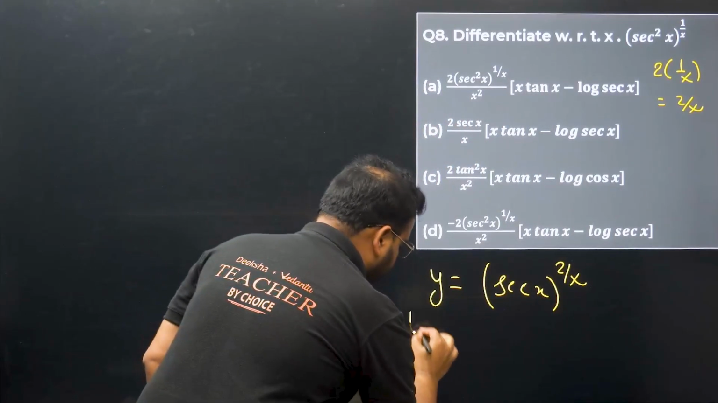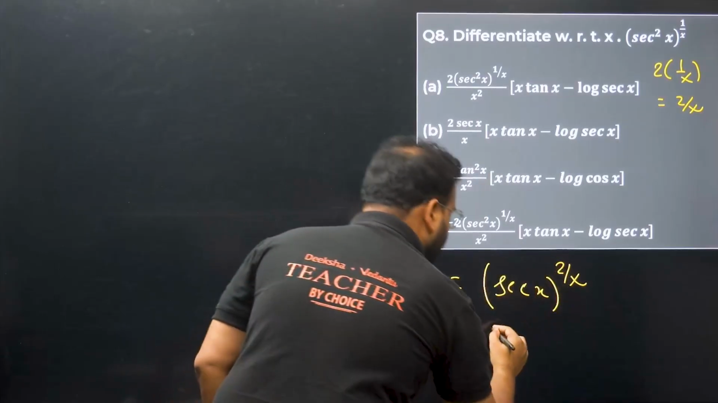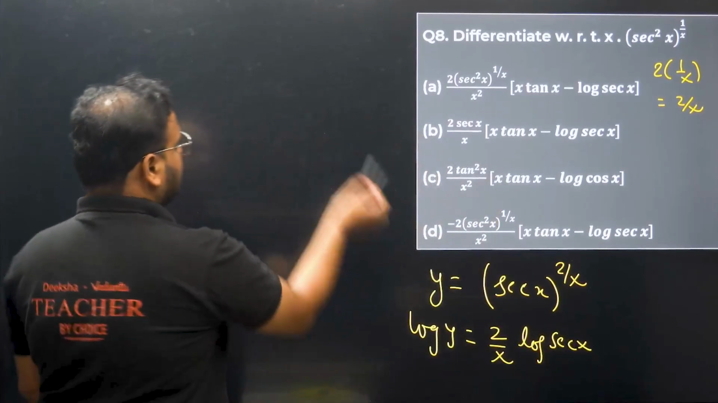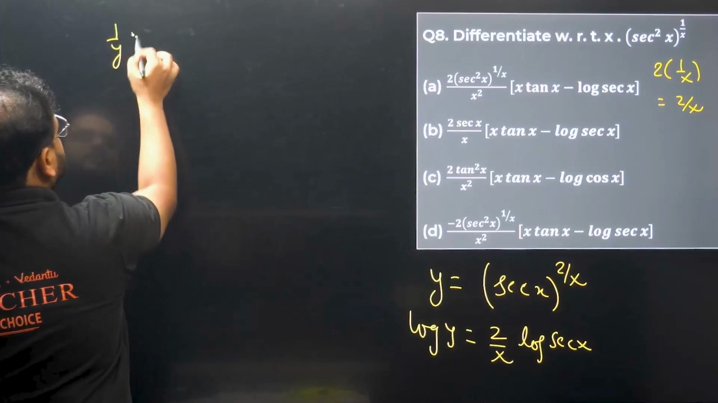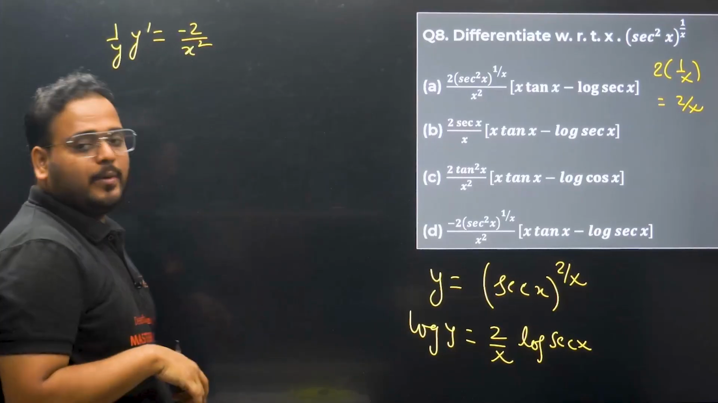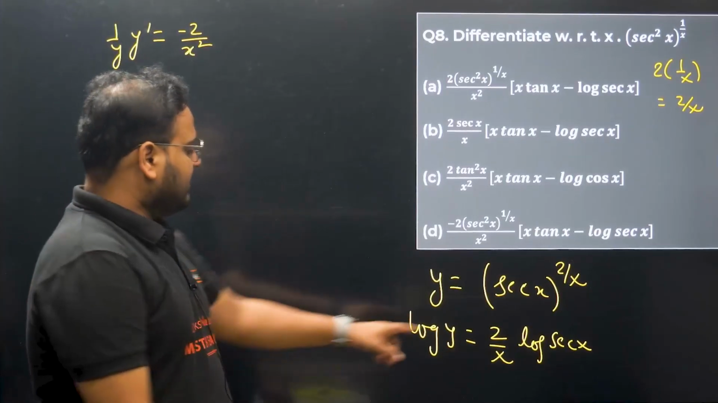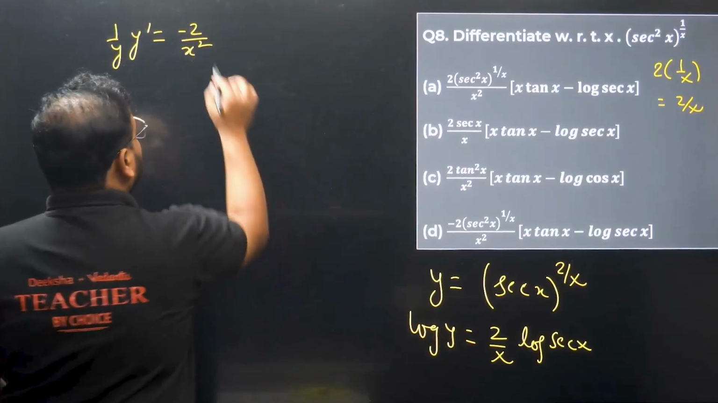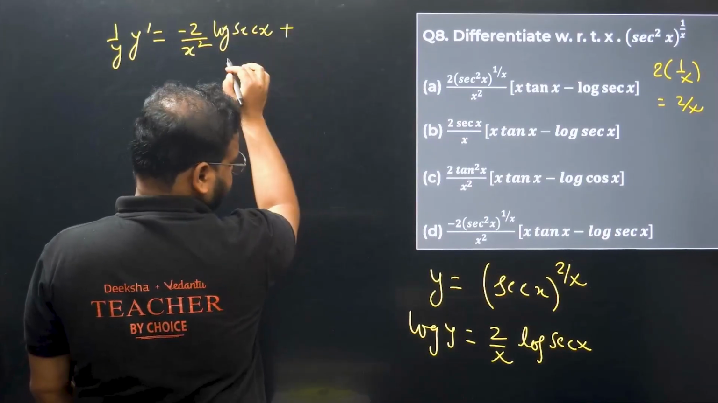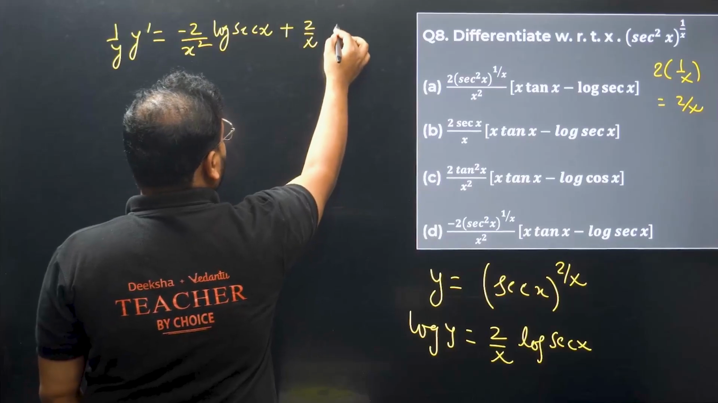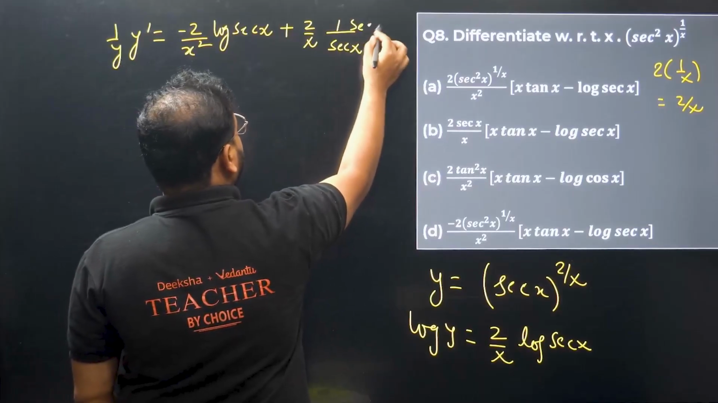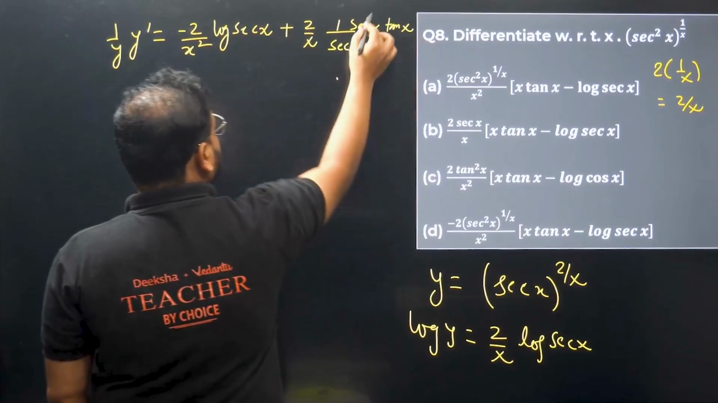What is the next step? Take log on both sides. Log of y equals to, this will come in the front, so 2 by x as the coefficient, log of sec x. Next is the derivative. Log of y derivative is what? 1 by y, y dash, 2 by x if you differentiate, you will have minus 2 by x square. Keeping log sec x as it is, plus 2 by x as it is, differentiate log sec x. You'll have 1 by sec x, and derivative of sec x, you'll have sec x tan x, right? So this is cancelled.